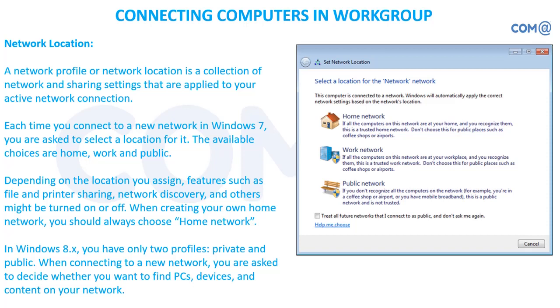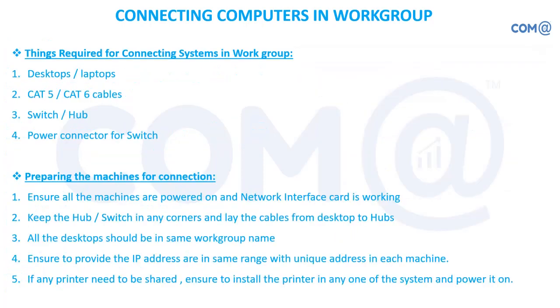So you're seeing a network location. Once you plug in the network, you'll see whether it is a home network, work network or public network. Probably this will happen in a laptop, because sometimes at home we use a laptop wireless connection, in the office we use a LAN connection. So based on that we can identify what kind of network we have.